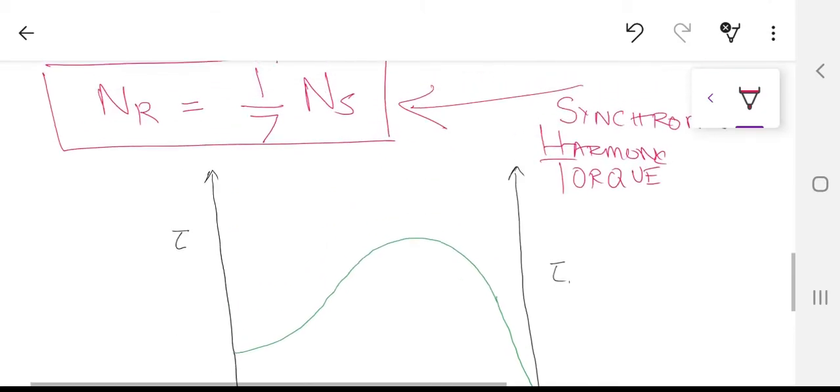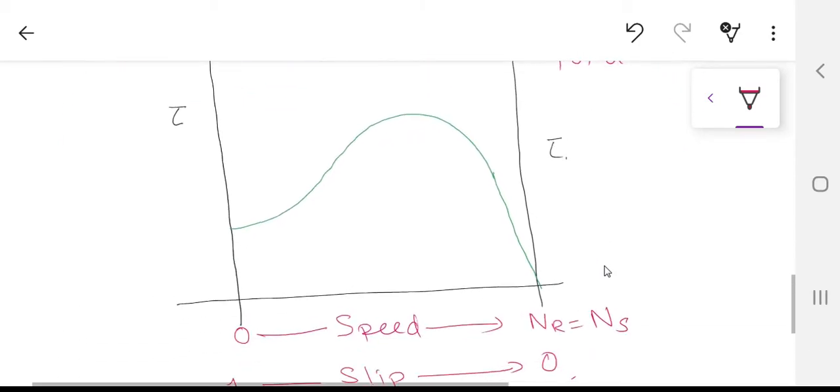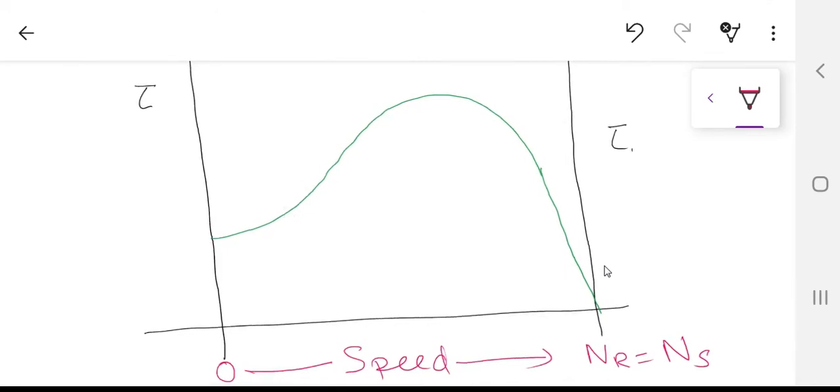Now we have just evaluated that NR is going to be NS by 7, and if I look at this point, it will be something at this point. At this point where your NS by 7 point is, you are going to have a harmonic synchronous torque. And if you remember, your synchronous machines always produce a straight vertical line for the torque slip curve.